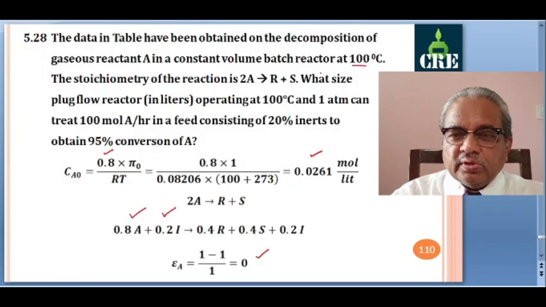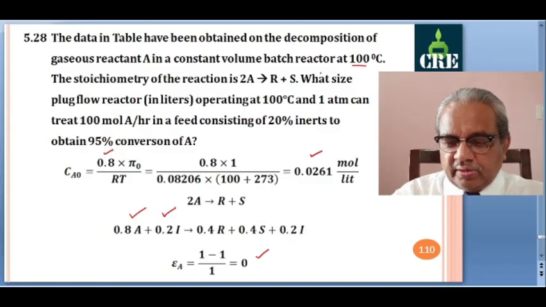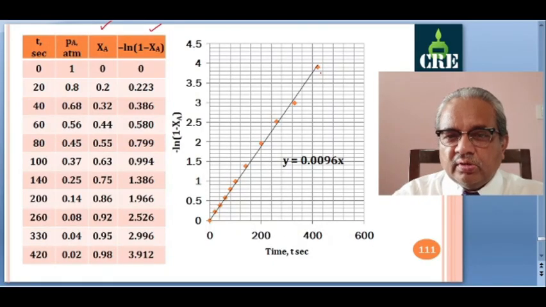Once again you can see here 2A gives R plus S. So this stoichiometric coefficient, though it is 2, it is not telling us anything. Till it is clearly mentioned that it is an elementary reaction, we cannot consider it to be second order. Its order can be anything. So we have tested it for first order. Luckily, it is valid, the data is consistent with the first order.